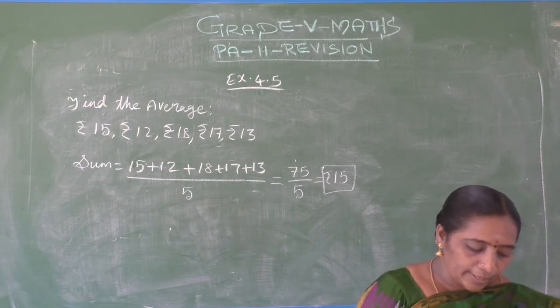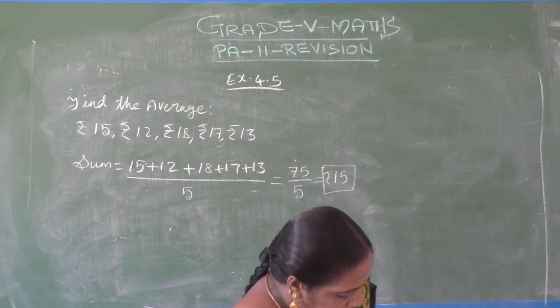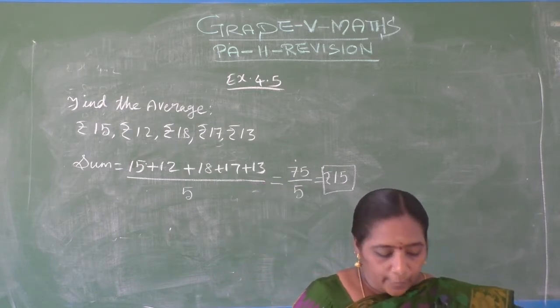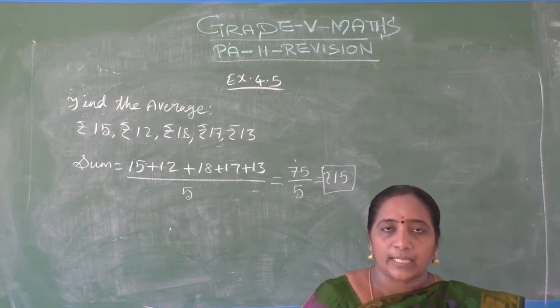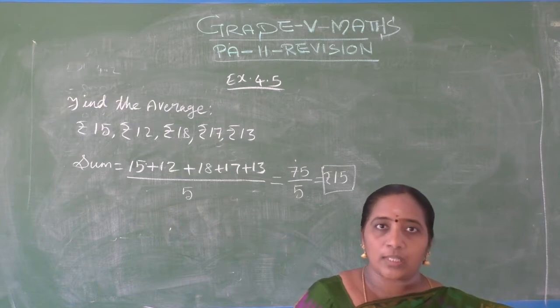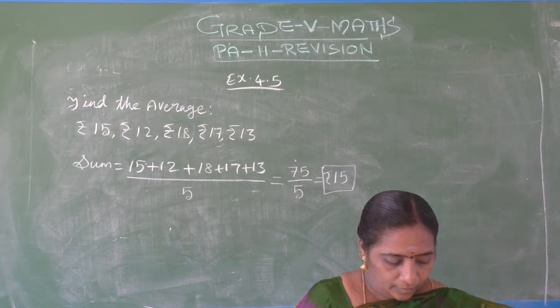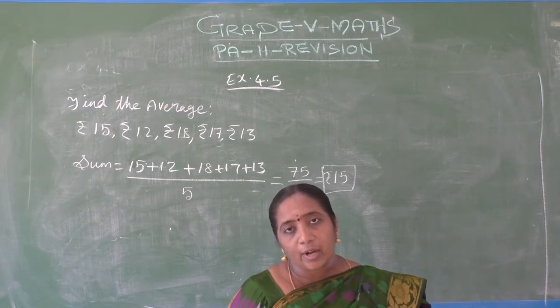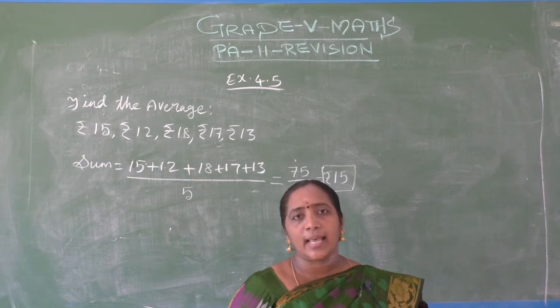Then 5.1, factors and multiples. In exercise 5.1, they will give some 1 mark fill-ups also. So you have to revise those fill-ups clearly, because 1 mark questions also they will ask through these fill-ups. Dash is a factor of every number. Which is the factor of every number? 1 is a factor of every number.